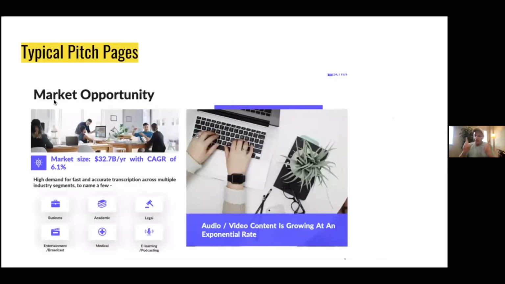So this is a typical pitch. I just heard this pitch yesterday, and it was very good. But look, this is how we all tend to do it. First of all, look at the market opportunity. Okay, the market size is 32 billion. It's not segmented down. And if you look at the segments, business, academic, legal, broad stroke, there's no thought here. And I'm not saying this is a bad pitch. This is actually one of the better pitches.